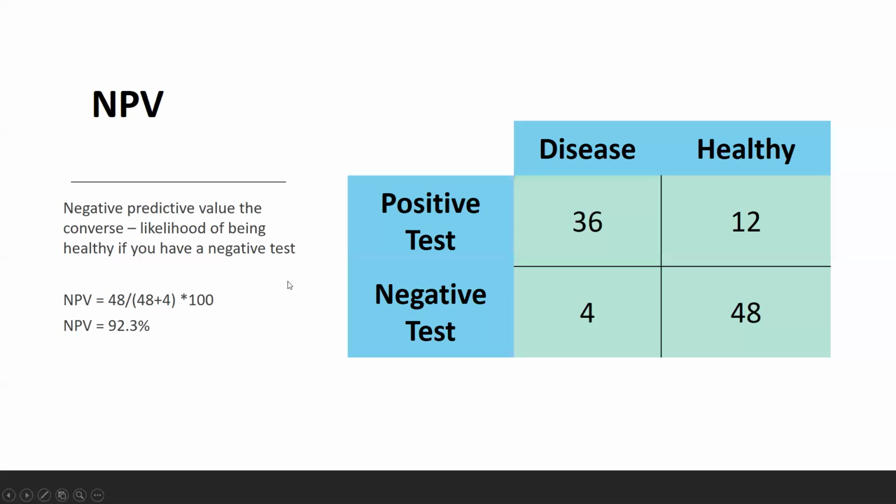Negative predictive value is the converse. If you have a negative test, how likely is it that you are healthy and you do not have the disease? This would be 48 divided by 48 plus 4, multiplied by 100, which gives you a negative predictive value of 92.3%.